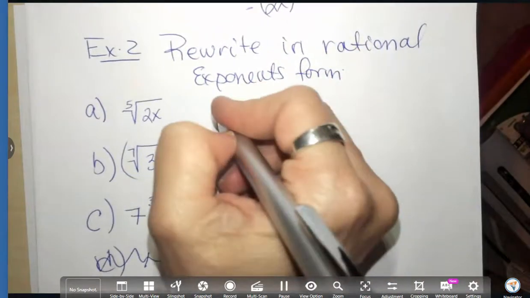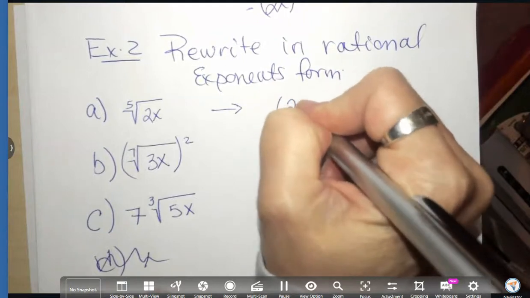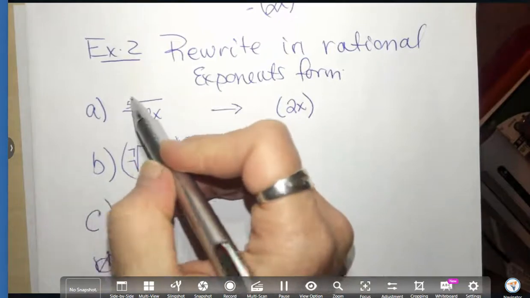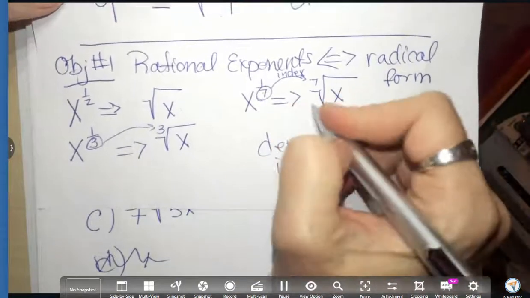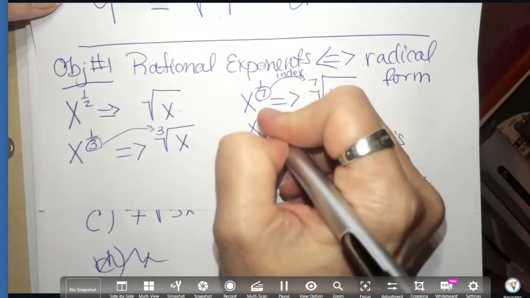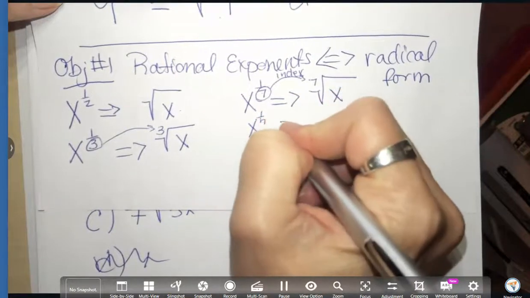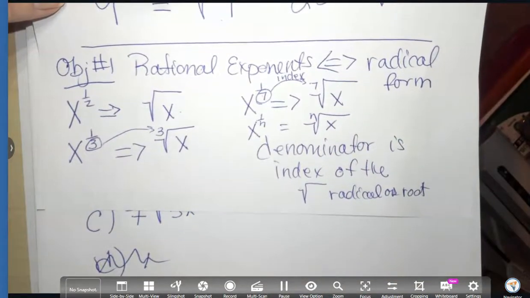So if we look at this particular problem, we have 2x under the radical, so it's going to go in parentheses. Now it's a fifth root, so according to our rule over here, let's go ahead and write our rule. If I have x to the 1 over n power, that's equal to the nth root of x. So that's our rule.